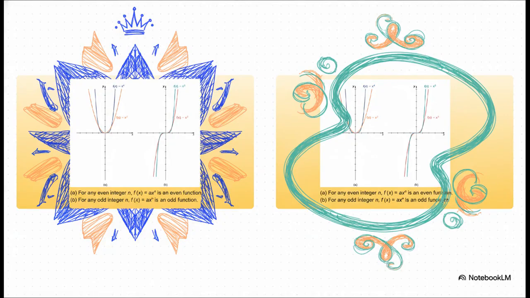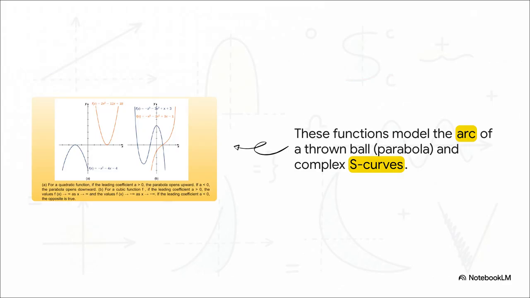And that power that you raise x to, it has a huge impact on what the graph looks like. If you use an even power, like x squared or x to the 4th, you get these awesome, perfectly symmetrical U shapes. But if you use an odd power like x cubed, you get these cool, kind of rotating S curves. And this is where you really see how powerful these things are. I mean, a simple x squared function, we call that a quadratic, can perfectly map out the arc of a ball you throw in the air.